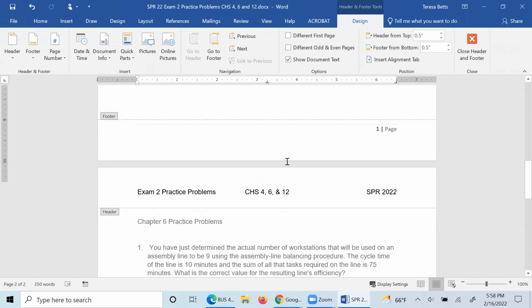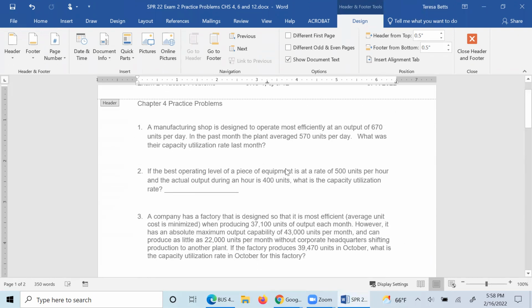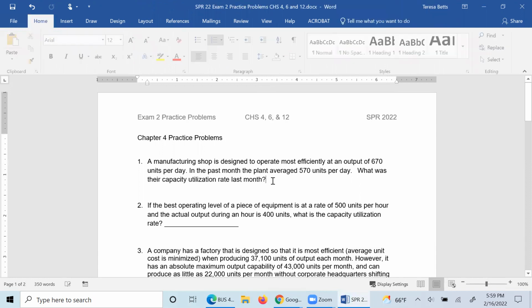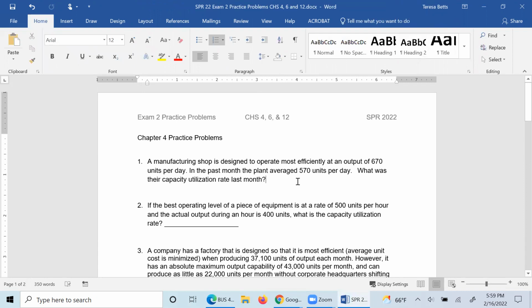So here are the problems. They'll be posted on Canvas under the exam review, so you probably will already have seen them, because that's where this recording will also be posted. But let's get started with the chapter 4 problems, which are about capacity.